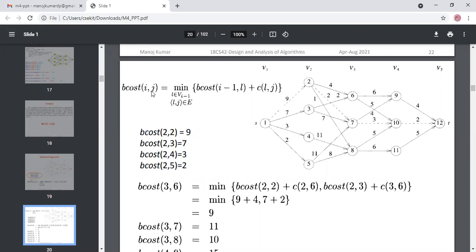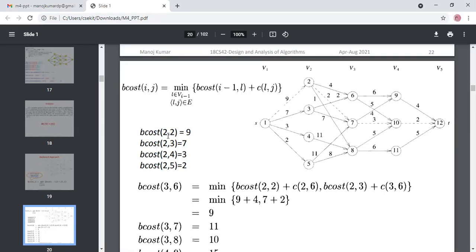I is 2, J is 2. Just substitute it here. So I minus 1, 2 minus 1 is 1 comma L. So 1 comma L. So from 1 it is 9. So from 1 to 2, what is the path you are having? It is 9. That's why 9.